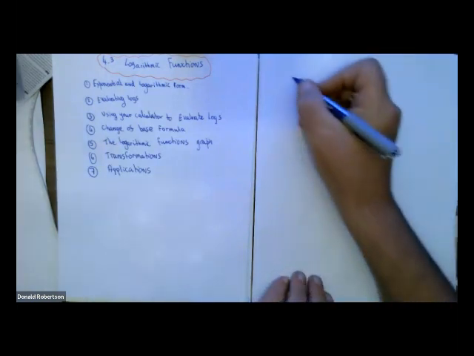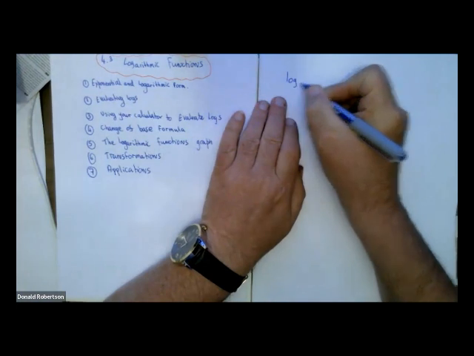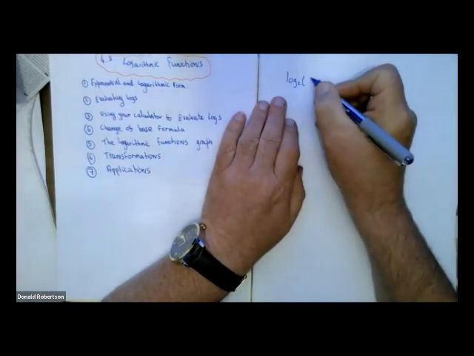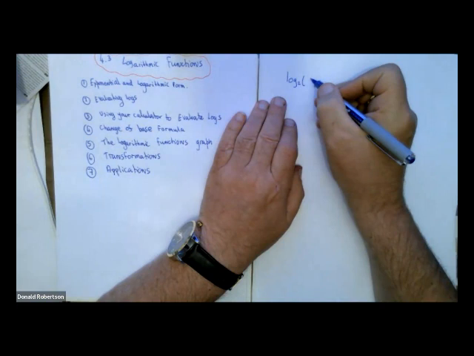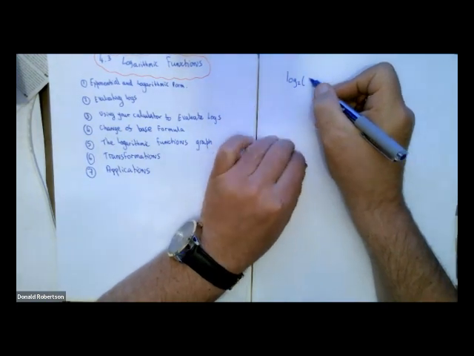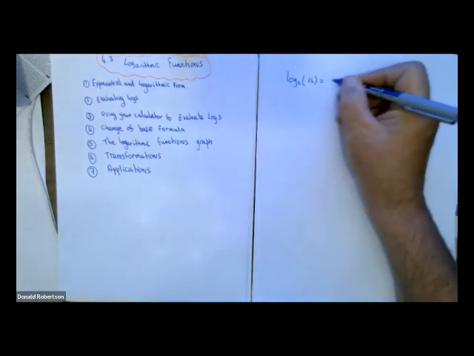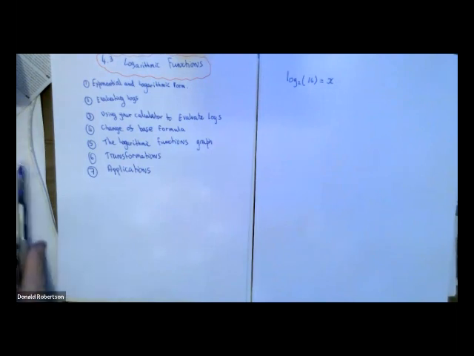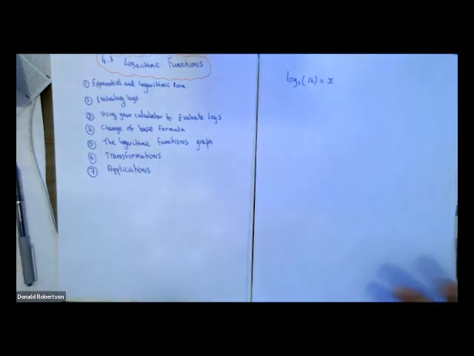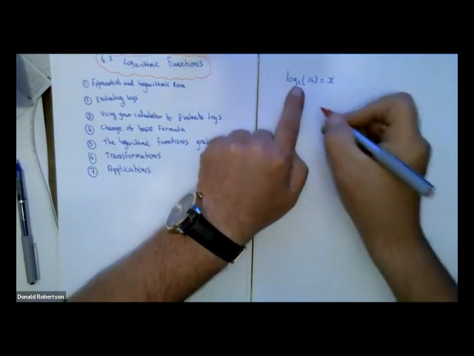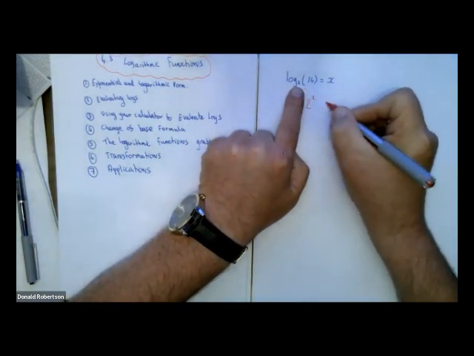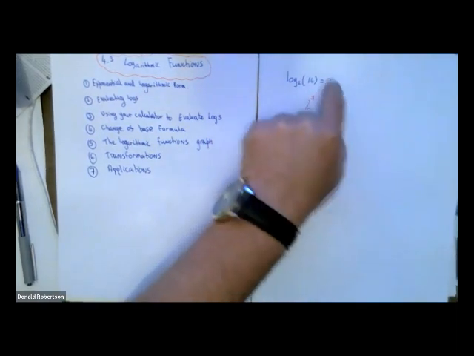So let's see how that can be done. I'd like to know what the log to the base 2 of 16 is. I'd like to know its value. Well, what you do is you call it x. So I'm trying to find out what x is, right? It's equal to the log to the base 2 of 16. Well, I can't really do much with that because I'm kind of stuck. So let's change it into 2 to the power of x equals 16, which is its exponential form.